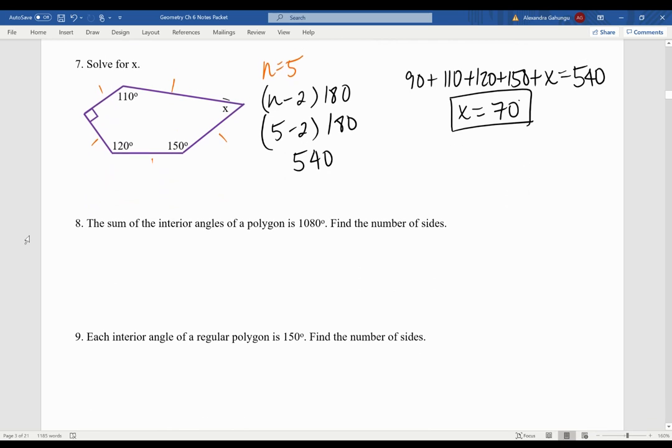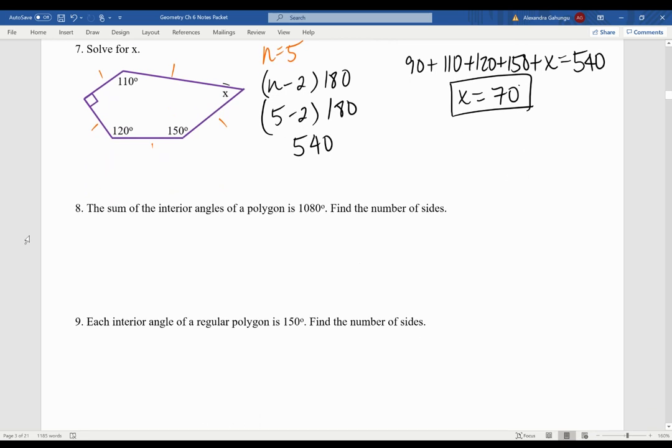The last two are working backwards. So you're given the sum. So the sum of the interior angles, that's this one, is equal to 1080. And what they're asking for is we need to find the number of sides. So we need to find n. And we can kind of work backwards with a little bit of algebra.